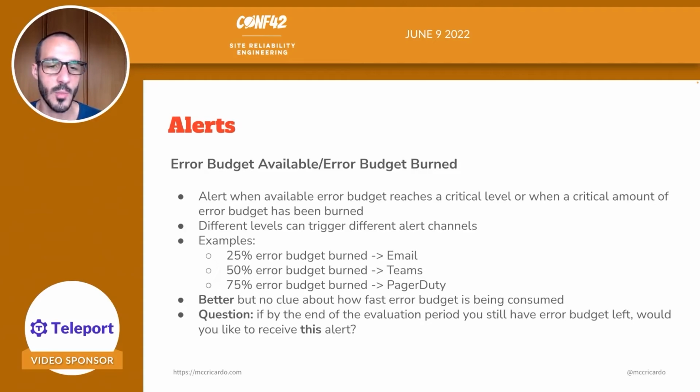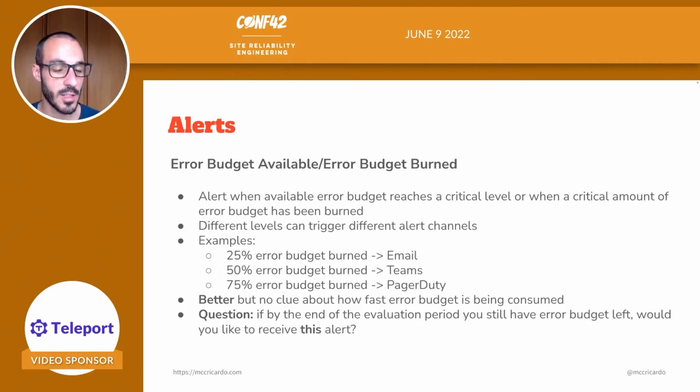So I can say, for example, that if I have burned 25% of my error budget, I can send an email to my team. If half of it has been burned, I can put a message on Teams. And if, for example, 75% of the error budget has already been burned, I want to send a message to PagerDuty and tell the team that they need to do something immediately.